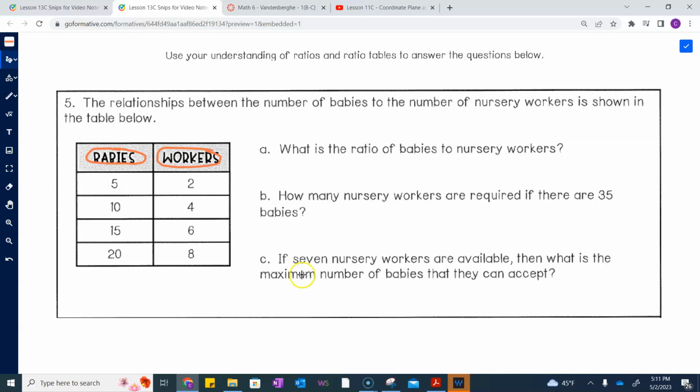So what I'd like you to do is pause the video, study the chart, figure out the consistent ratio, and then use that information to answer questions A, B, and C. Turn the video back on when you're done answering the 3 prompts to see if you got them correct.